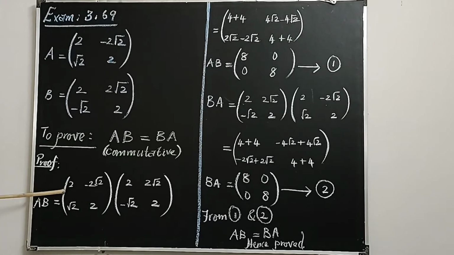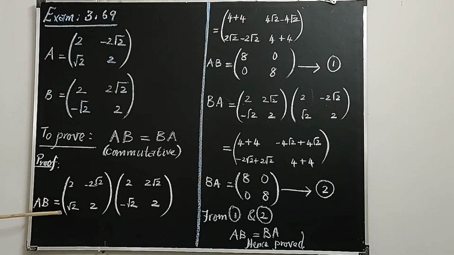Then first row, second column. 2 into 2 root 2. Multiply only these numbers. 2 into 2, 4. That is 4 root 2. Then these two elements, first row, second column elements. 2 into root 2 is 4 root 2. Then minus 2 into 2 into 2 is equal to minus 4 root 2. So 4 root 2 minus 4 root 2. That's the first row, second column element.